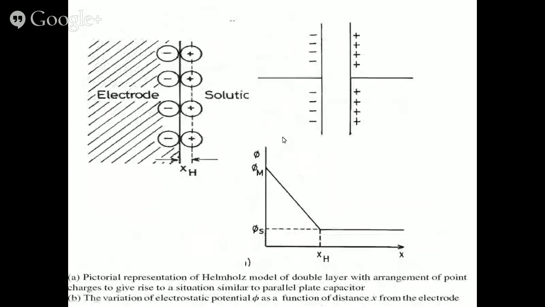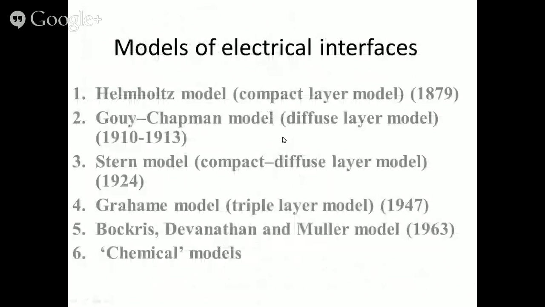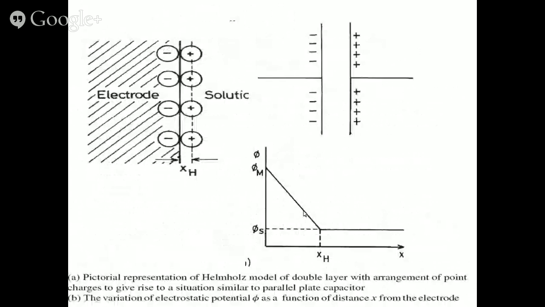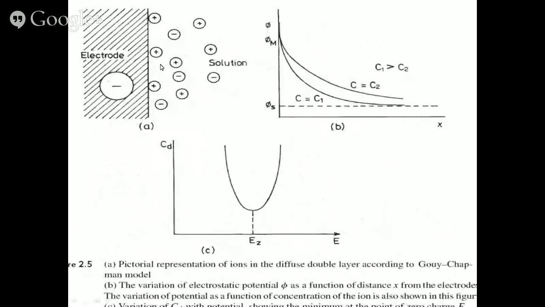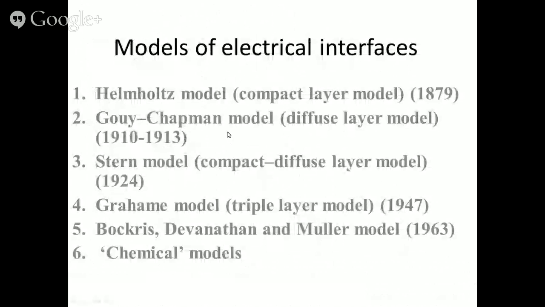We have not drawn a picture for Graham's model, but it is a triple layer. Assume that instead of two layers, compact layer and diffuse layer, you have compact layer, diffuse layer, and dispersed layer. Then it will be a three-layer concept.